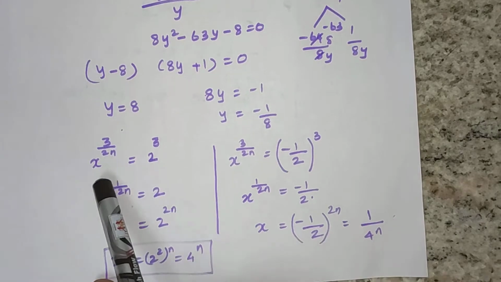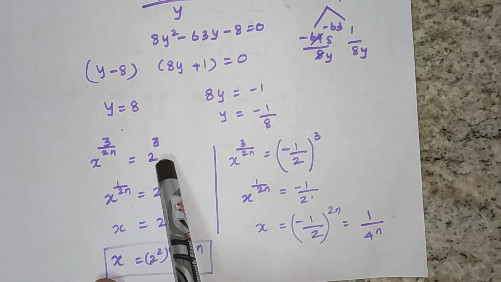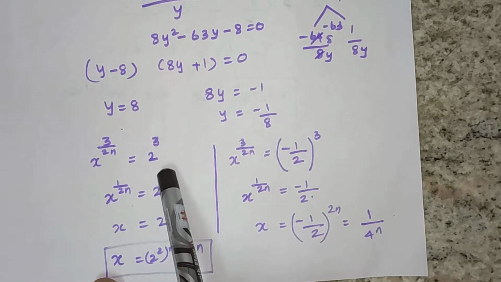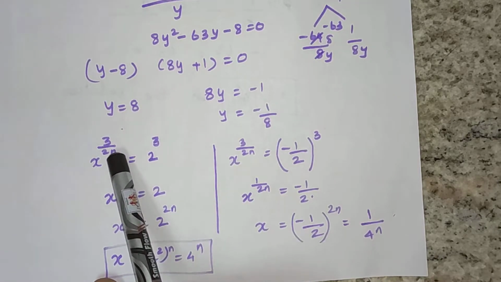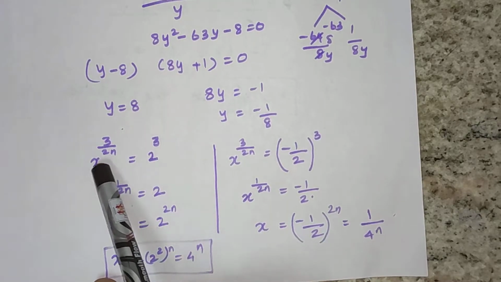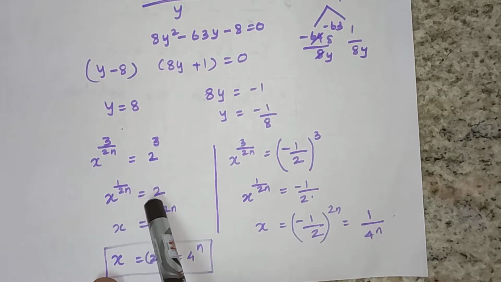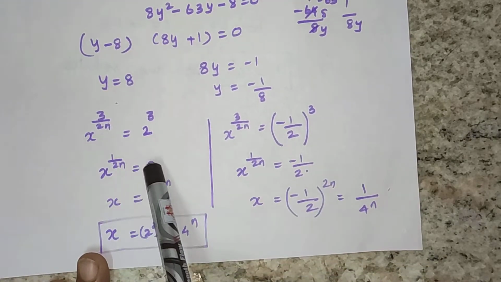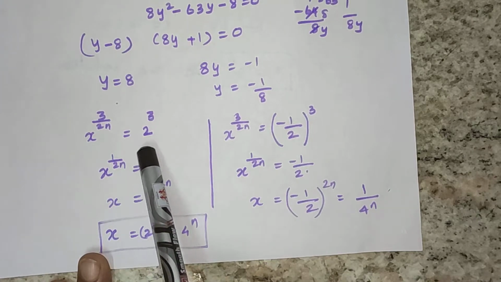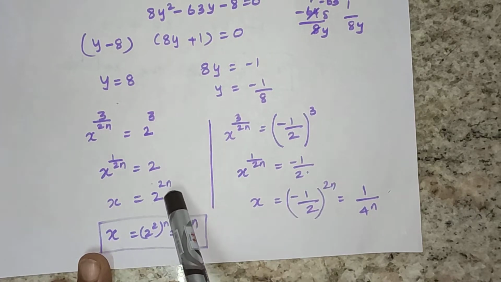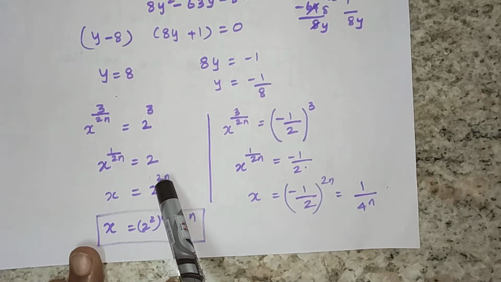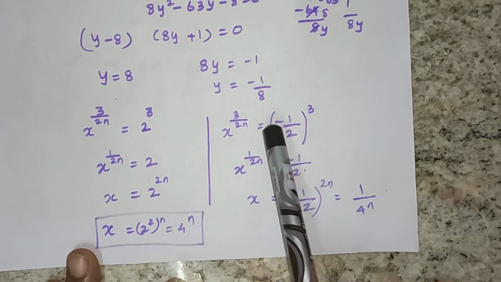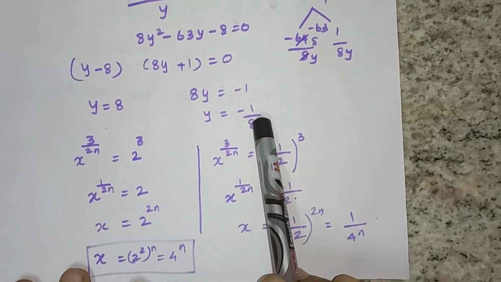So now y value is x power 3 by 2n equal to 2 cube, so 8 we can write as 2 cube. Next, powers equal. 3 by 2n we can write as x power 1 by 2n the whole power 3. So powers equal means base also equal. So x power 1 by 2n equal to 2. Again raising to the power 2n, this 2n gets cancelled. So x is 2 power 2n. 2 power 2n we can write as 2 square is 4, so 4 power n.